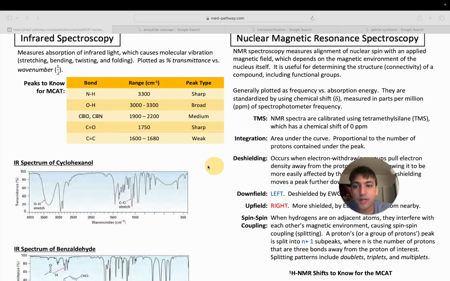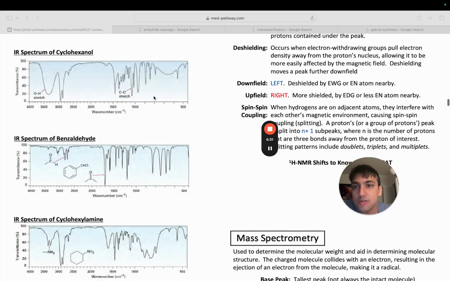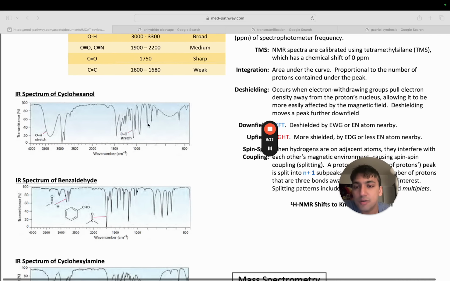And if they give you an IR spectrum, probably not, but they might show you, I think they did show me on my MCAT, then you should be able to say, okay, I see this broad stretch around 3300, that has to be OH. And then I see, I don't know what this is, like 1100 or 1200, I see this strong stretch, so it's probably a CO.